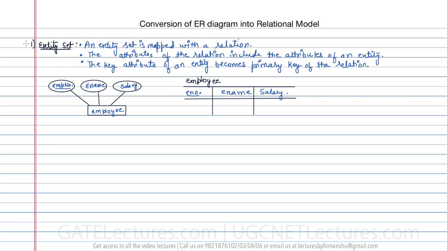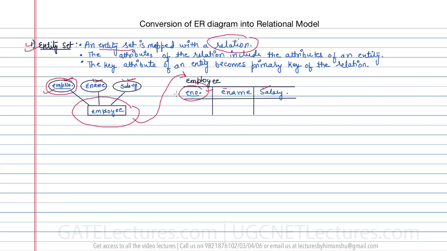So the first step is, if you have an entity like this, for example here employee is an entity, and employee number, employee name and salary are the attributes of this entity. So you can say an entity set is mapped into a relation. That means this entity is created as a table, and the attributes of the relation include the attributes of the entity. For example, here the attributes are employee number, employee name and employee salary. They will become the attributes inside this table. And if there's a key attribute in an entity, that key attribute becomes the primary key of this table.